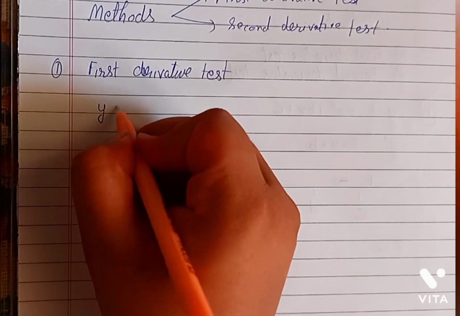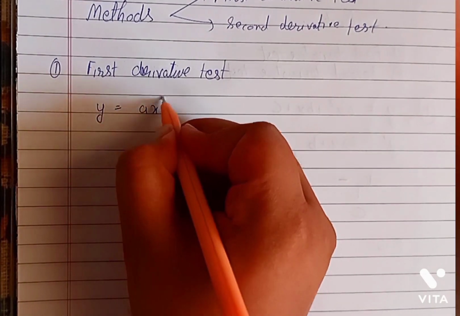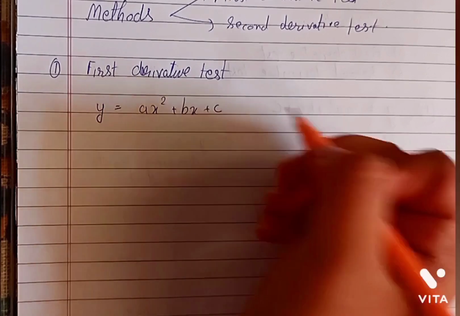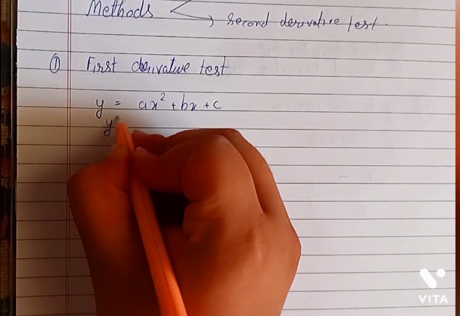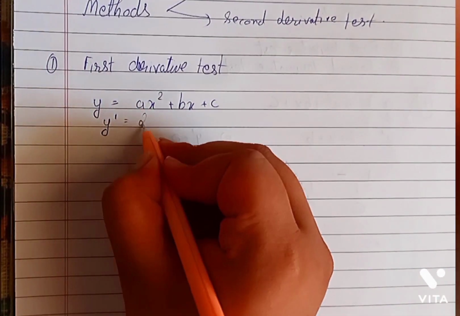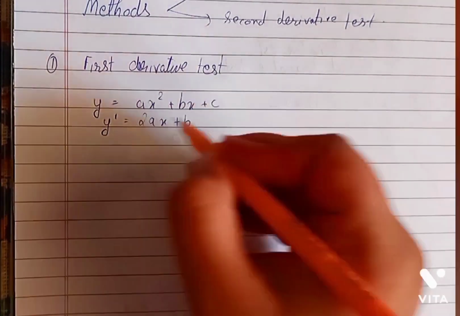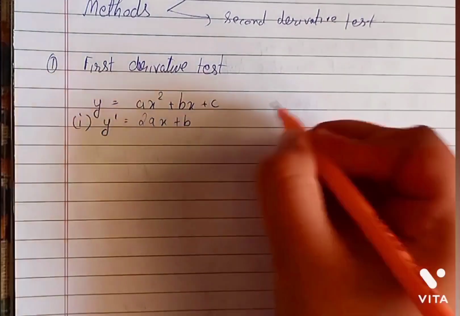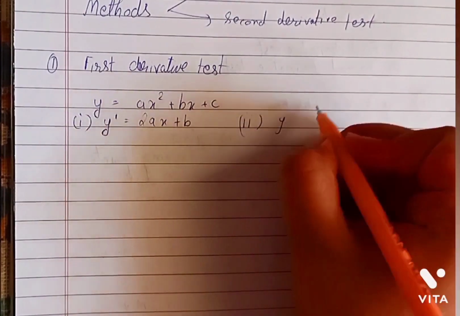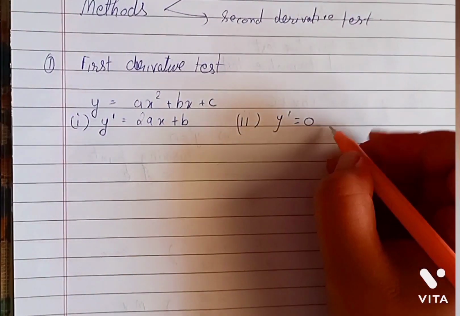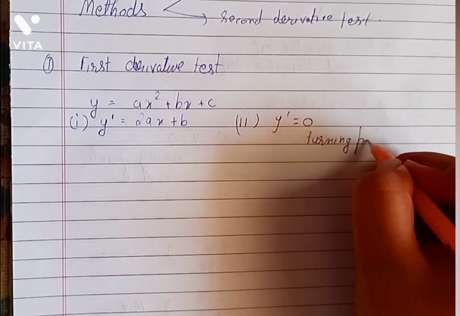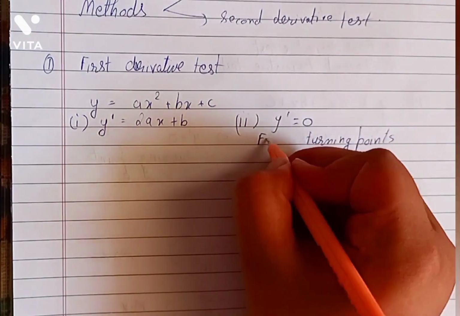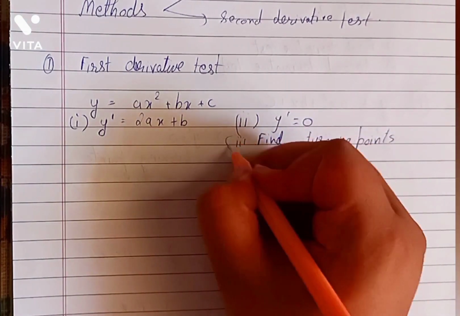Suppose that you are given an equation something like y equals ax square plus bx plus c. Using the first derivative test means you will differentiate it only one time. So in the first step you will differentiate it, you will get something like 2ax plus b. This is the first step. In the second step you will put the derivative equal to 0, and then using this you will find the turning points. Find turning points, this is our third step.